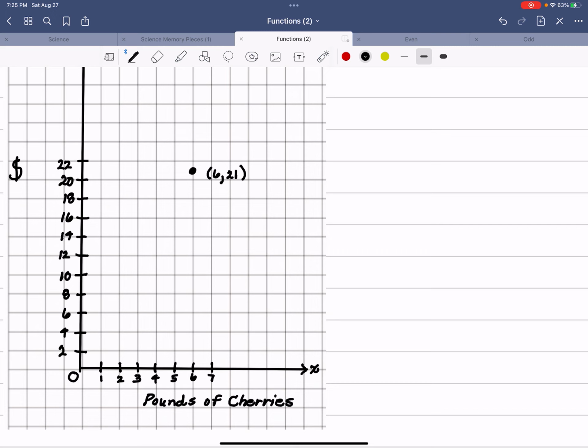All right, let's go to 3 pounds of cherries. 3 pounds of cherries cost $10.50. So over 3, up to, not to 11, but back a little bit closer to that 10 line. I'm going to put it right here. Just get it close, it's okay. 3 pounds, $10.50. Okay, that makes sense. If 6 pounds are $21, then half of 21 is $10.50.